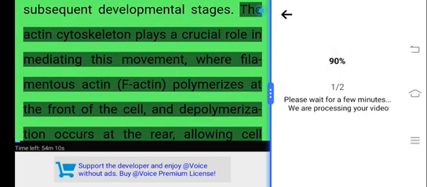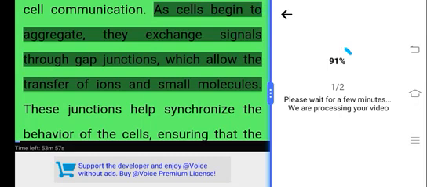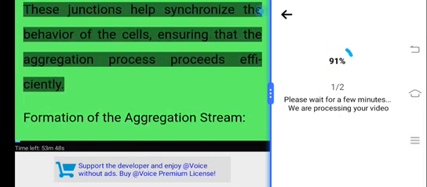The actin cytoskeleton plays a crucial role in mediating this movement, where filamentous actin, F-actin, polymerizes at the front of the cell, and depolymerization occurs at the rear, allowing cell movement toward the cAMP gradient. Cell-cell communication. Aggregation also involves direct cell-to-cell communication. As cells begin to aggregate, they exchange signals through gap junctions, which allow the transfer of ions and molecules. These junctions help synchronize the behavior of the cells, ensuring that the aggregation process proceeds efficiently.